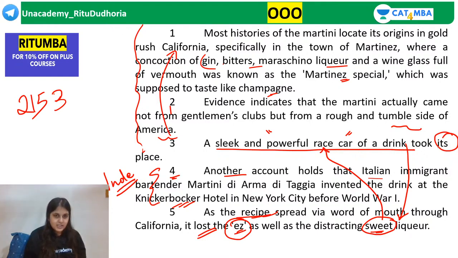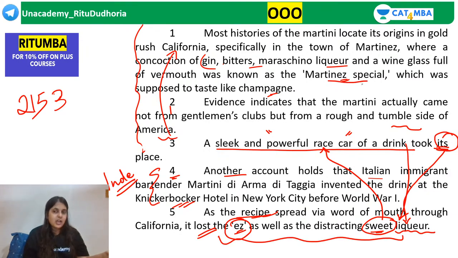It refers to the drink. Yeah, took its place. Took what's place? Took the sweet liquor's place. So as the recipe spread via word of mouth through California, it lost the ES as well as it lost the distracting sweet liquor. So the Martinez special was replaced by the Martini. So the sweet Martinez special was replaced, or substituted, or in a way superseded by a sleek and powerful race car of a drink.